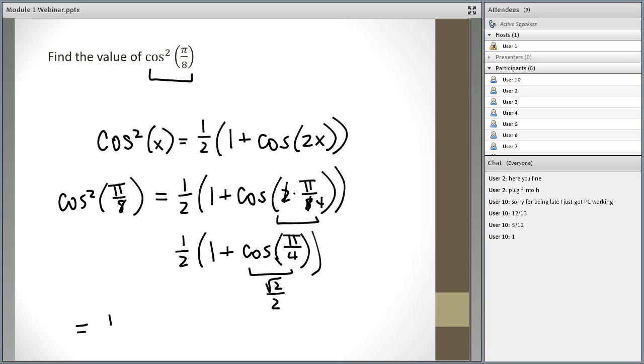So I have 1/2 times 1 plus the square root of 2 over 2. And again, you could distribute the 1/2 if you wanted to, but there's really no reason to. This is the exact value. And over the course of the term, we will work with these trigonometric identities quite a bit, so we'll revisit them as we move.